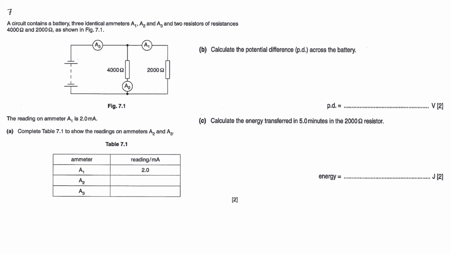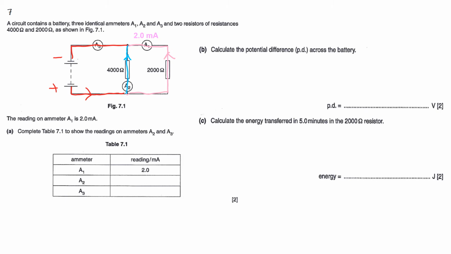A circuit contains a battery, 3 identical ammeters A1, A2, and A3, and 2 resistors of resistances 4000 and 2000 ohms, as shown in figure 7.1. Current comes out from the positive terminal and splits up. So the red current splits up into the blue and the pink. We are told that the reading on ammeter A1 is 2 milliampere.